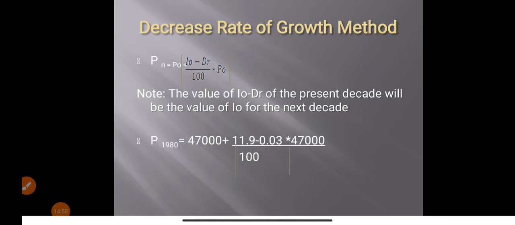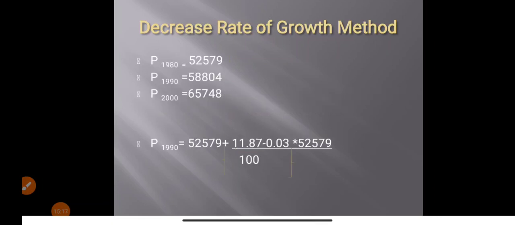For the decreased rate of growth method, this is the formula: Pn is equal to P naught plus I naught minus dr divided by 100, multiplied with P naught. So that should be multiplied with the P naught value. First we multiply with P naught and add it to the P naught. So the population in the year 1980 is equal to 52,579, and the same way after calculation.